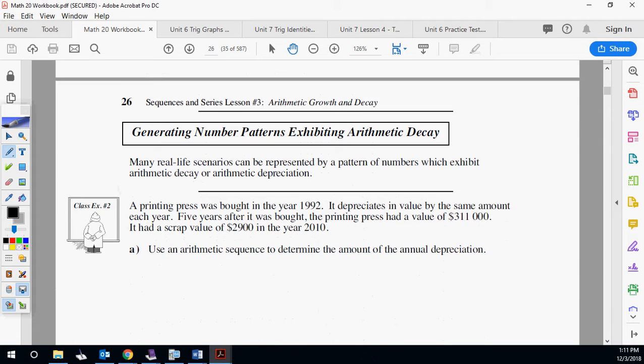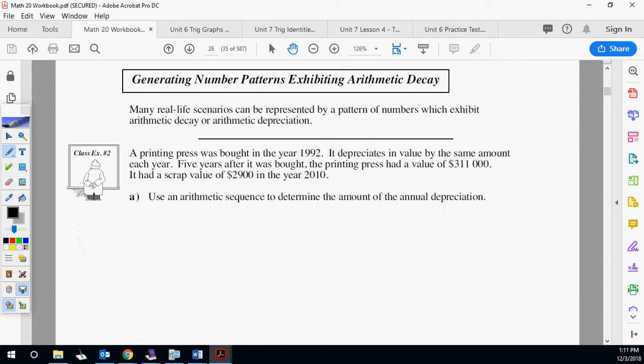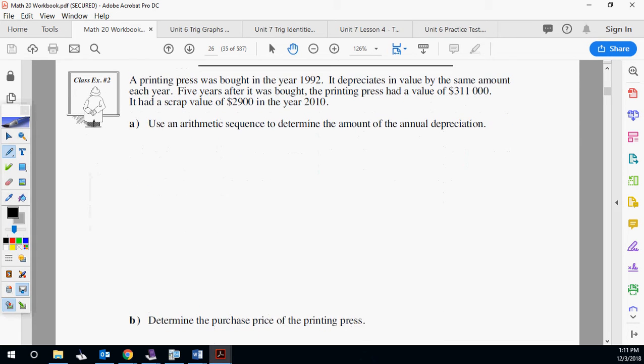Okay. All right, so generating number patterns exhibiting arithmetic decay. So now we're looking at decay, so this is a good problem. You buy something like a car, in this case it's a printing press, but they always lose value. So in the year 1992, it depreciates in value the same amount each year. 5 years after it was bought, the printing press had a value of $311,000. It had a scrap value of $2,900 in the year 2010.